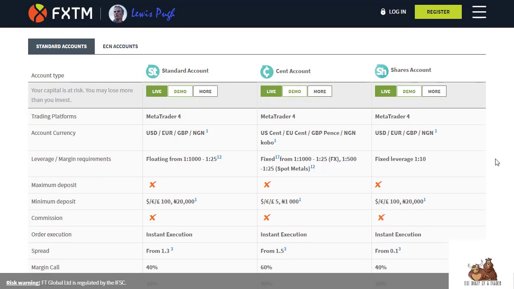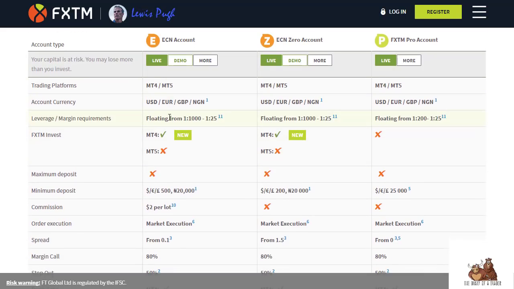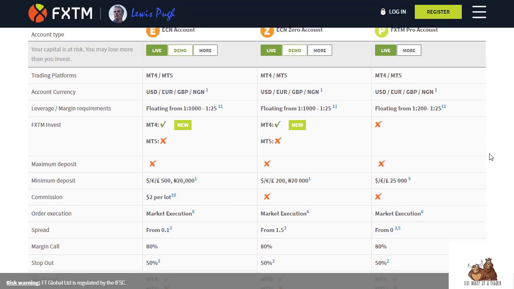Now, the shares account is used for trading U.S. shares, CFDs, and the like, so certainly a little bit different. And you can see the ECN accounts over here have different trading conditions as well. There's the MT4, MT5, etc. Commission on an ECN account can be $2 per lot. There is a minimum deposit that's a little bit higher on the ECN accounts, as you would expect.